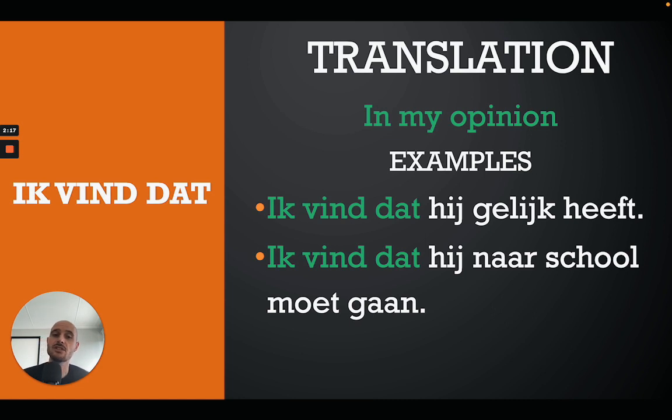I also want to concentrate on the fact that the verb is at the end. Now, what do I mean by that? Ik vind dat. That is what we call a relative pronoun. And as you can see, hij is our subject, and then heeft is going all the way to the end of the sentence. Same thing in the second example. Hij and moet gaan, that would be the verbal group, is also at the end of the sentence. I made a video about this, about compound sentences. If you want more information regarding these structures, click on the following link and you'll find more information regarding the compound sentences in Dutch. But let's continue.